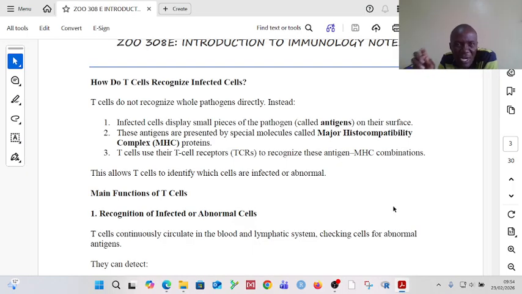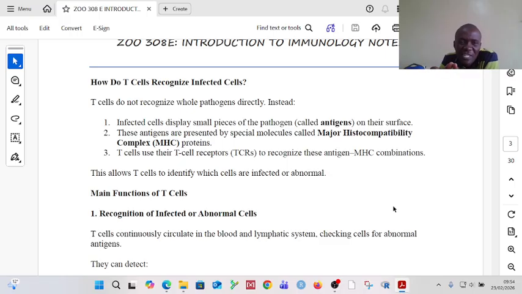Okay? So upon combining the MHC protein with the antigen, which will be on the surface of the infected cell, the T cell receptor can recognize that cell as potentially being either infected or abnormal. Abnormal in the case of cancer, for example, but infected if there is a virus inside there, or if there is an intracellular bacteria.